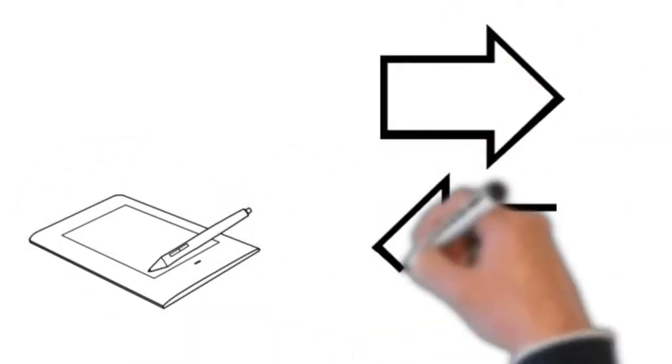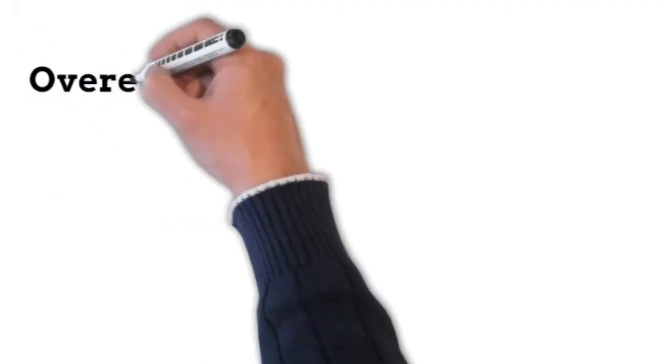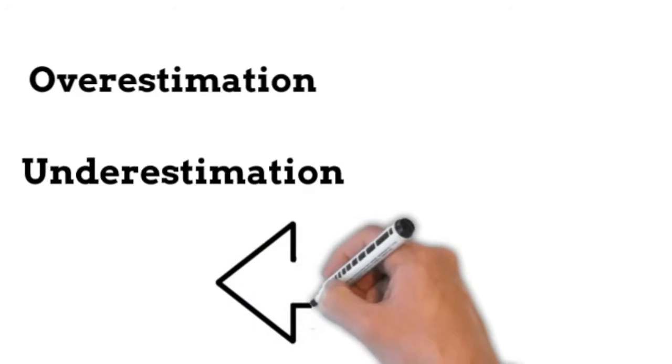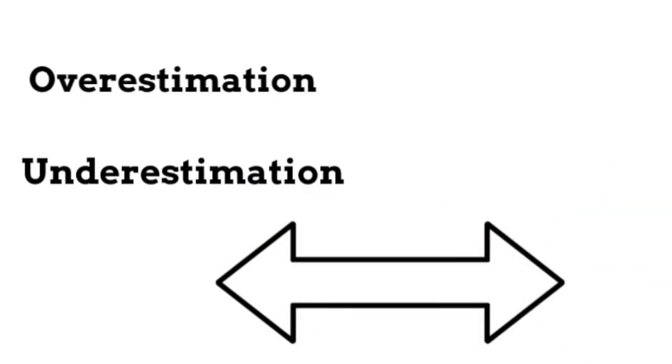Error of transposition. This blunder involves documenting the wrong quantity of an item by inverting the numbers. This can lead to an overestimation or underestimation of an item's quantity, which is the outcome of transposing a number.